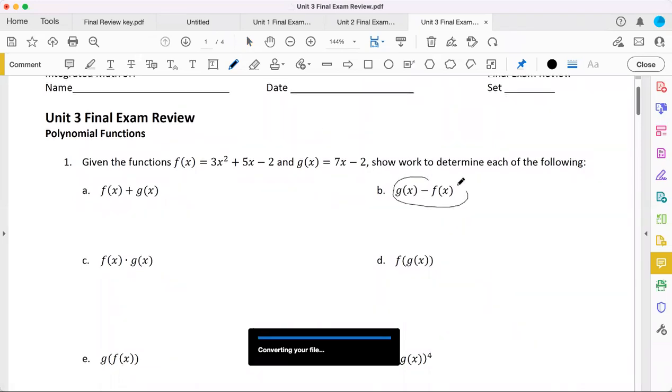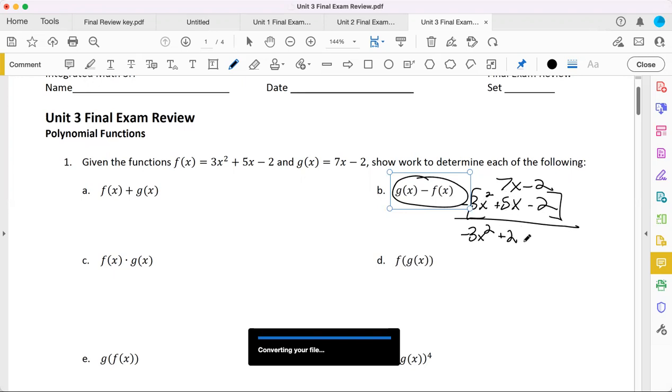Key thing is if you're subtracting, don't be afraid to sketch this out. I know I'm at the point where I just kind of know what's what, but you can label it like this. The order does matter. Show that you're subtracting all of this because that's a big deal. So 0 minus 3x squared is just negative 3x squared. 7x minus 5x is 2x. Negative 2 subtracting negative 2. It's just 0.